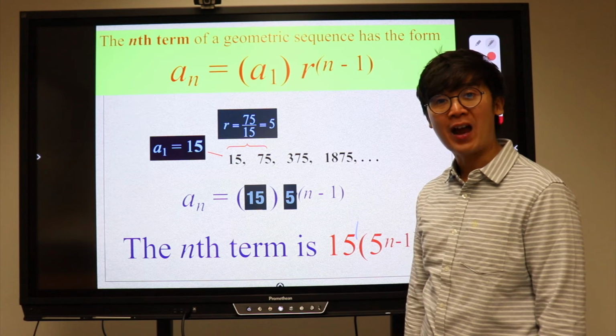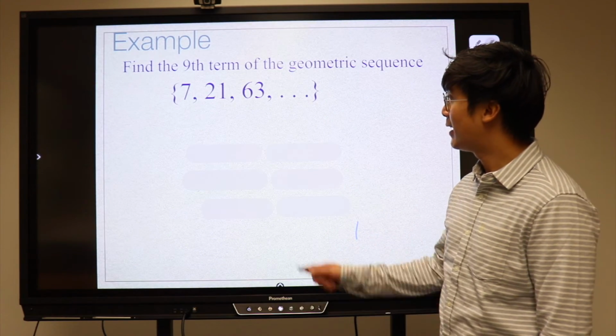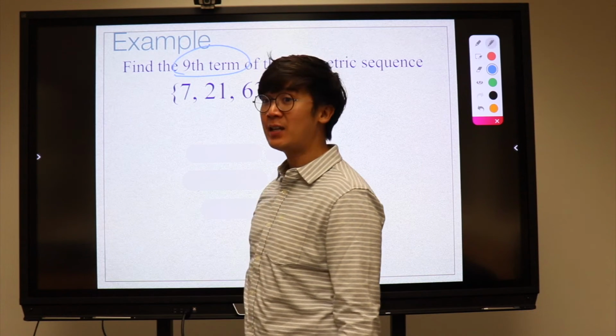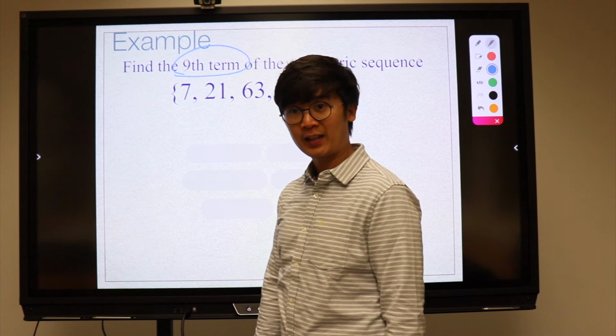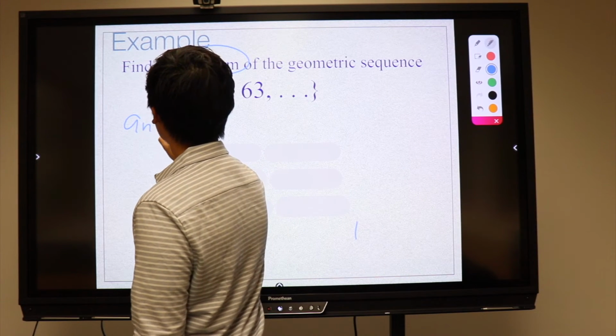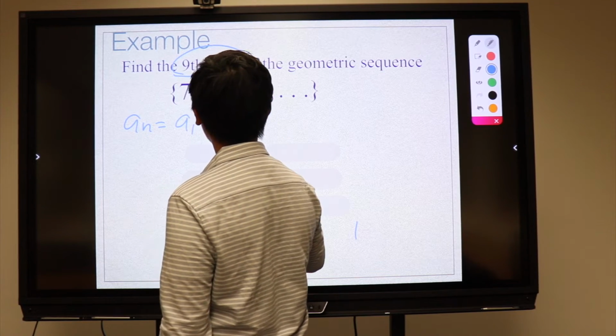And that's how you find the nth term. So, what if you need to find the 9th term? Can you see if you can answer this? Writing out the formula: a sub n equals a sub 1 times r to the n minus 1.